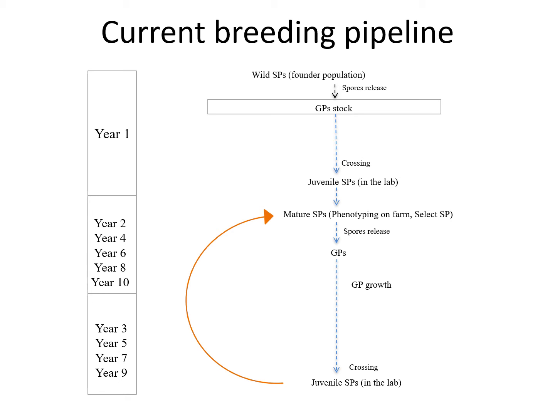These gametophytes take at least a year to grow and accumulate biomass in order for us to make crosses for the next generation. So our current breeding pipeline takes at least 2 years to finish a breeding cycle. Genomic selection happens at this gametophyte stage where we genotype them. We use the field data from sporophytes to build a model and predict the breeding values for gametophytes so we can pick the best gametophytes as parents to make crosses.